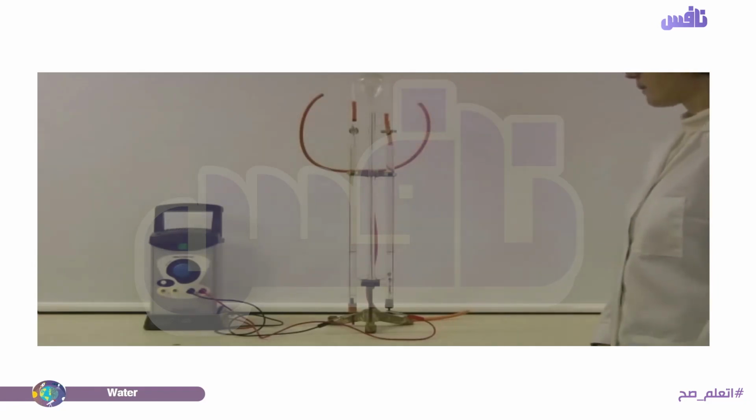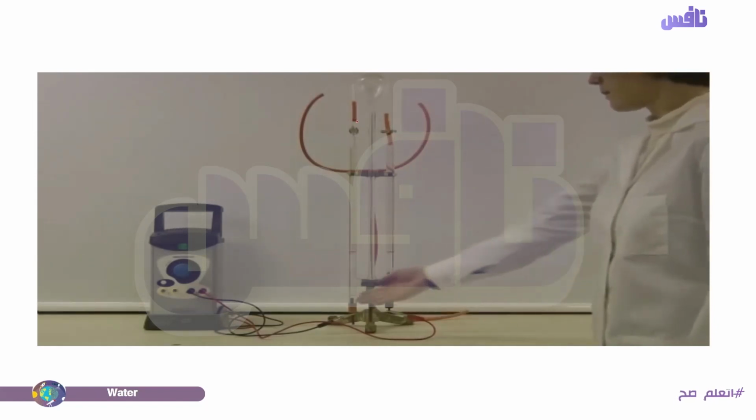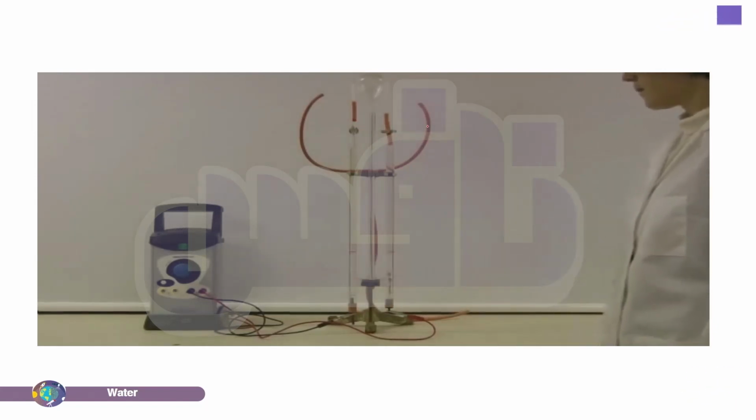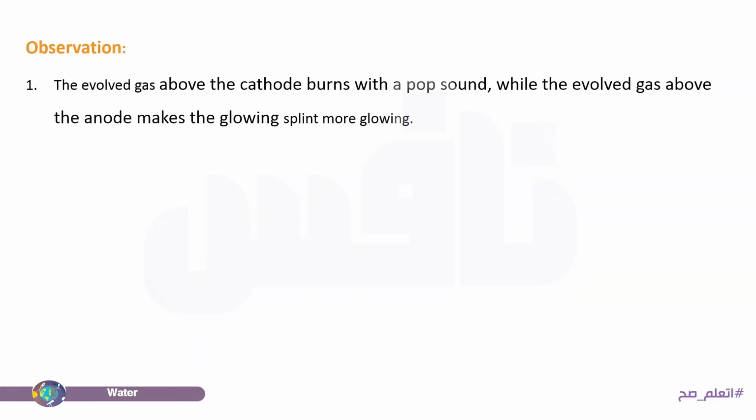And we approached the glowing splint in each tube. What do you observe? The evolving gas above the cathode burns with a pop sound, while the evolving gas above the anode makes the glowing splint glow more.